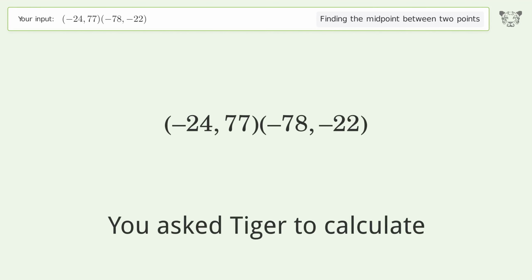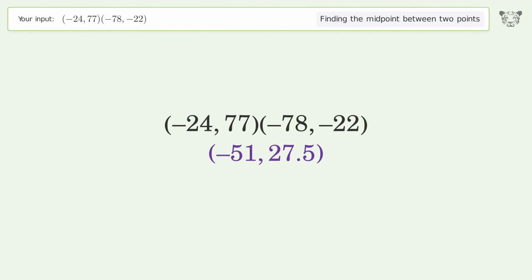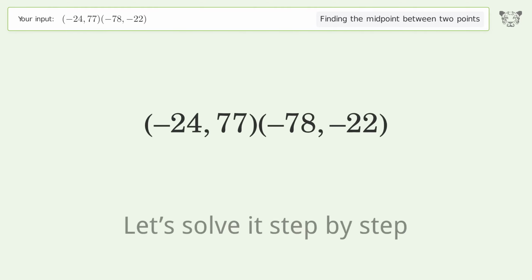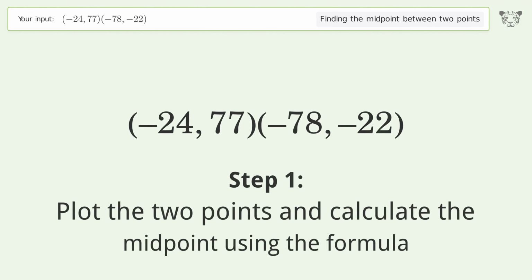You ask Tiger to calculate. This deals with finding the midpoint between 2 points. The midpoint between the 2 points is negative 51, 27.5. Let's solve it step by step. Plot the 2 points and calculate the midpoint using the formula.